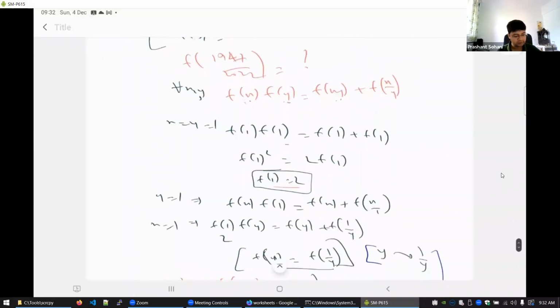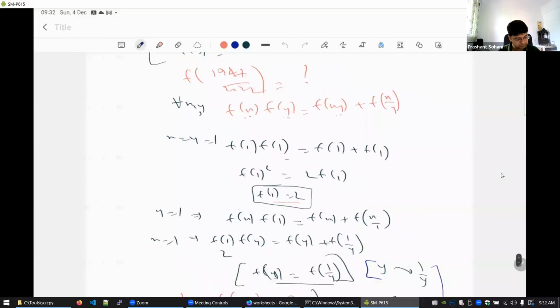So if you look at the screen, the first thing we tried was to put x and y as one, and we got f of one equal to two. Then it's useful to just put one of the variables as one. Don't put x and y both as one simultaneously.